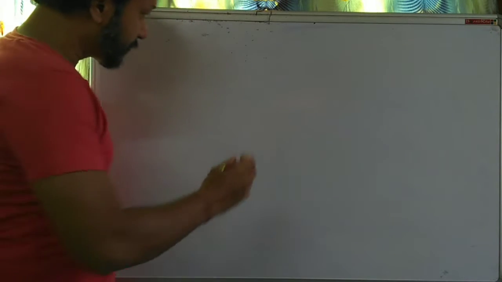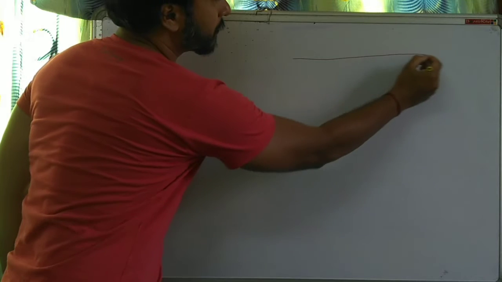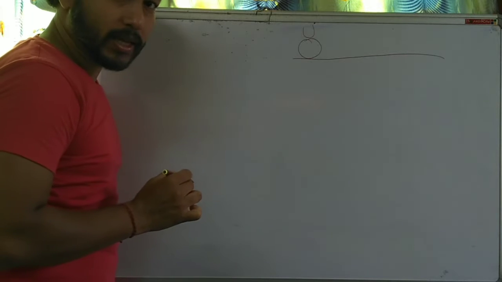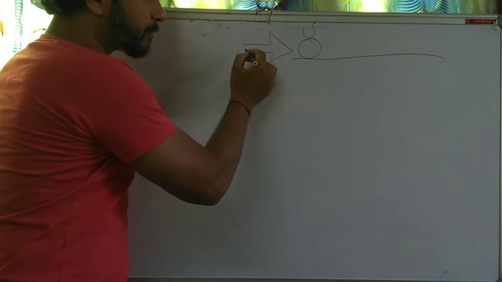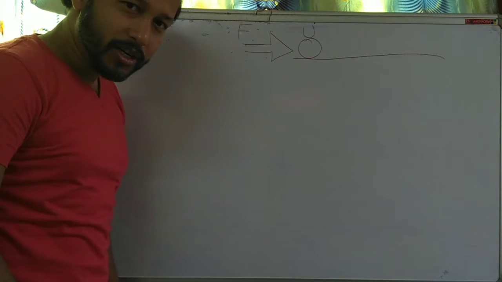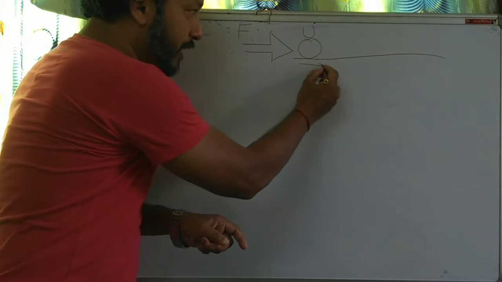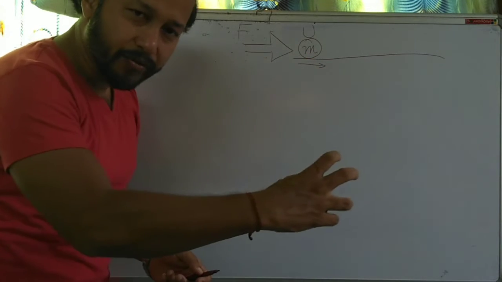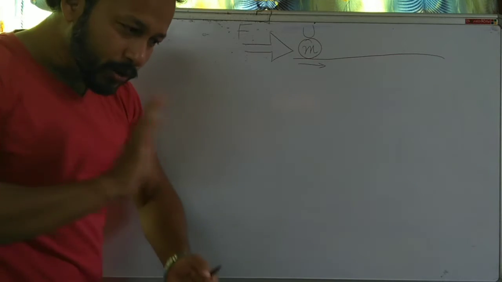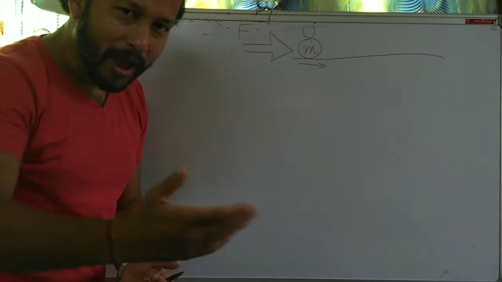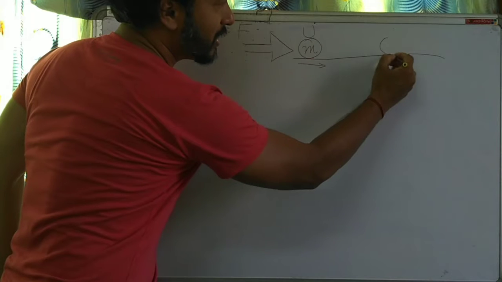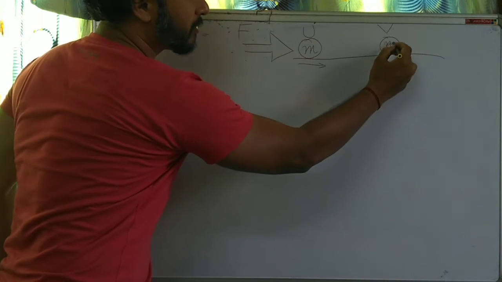Let's see. First of all, we'll consider that here is an object whose velocity is u. You are applying a force F. Understood? The body is already moving. M is the mass of that body. The body is already moving with velocity u. Now you are applying another force. What will happen? Its velocity will increase. Correct. So here its velocity has increased.